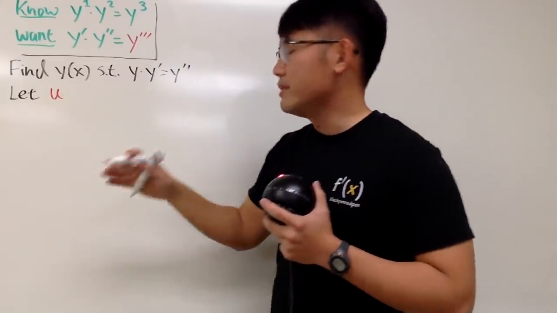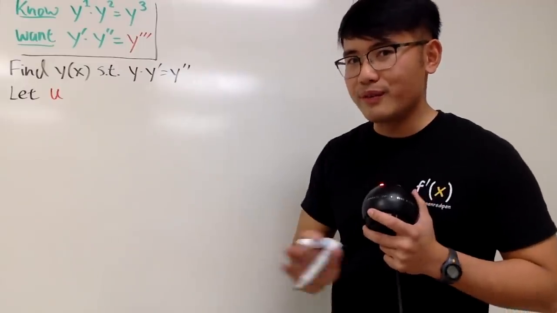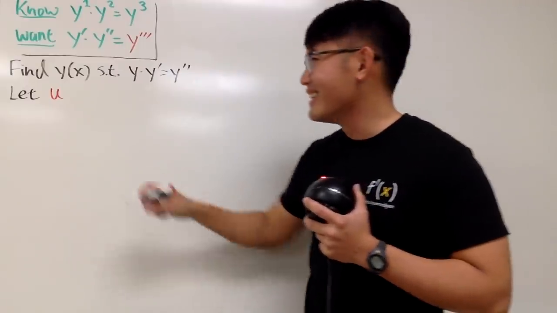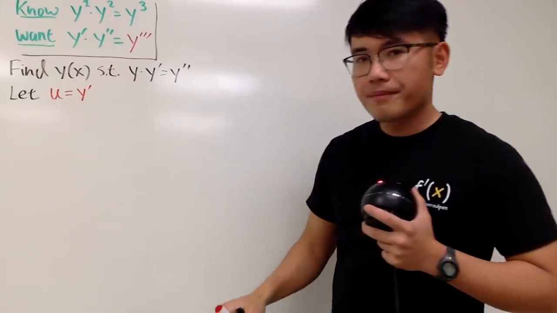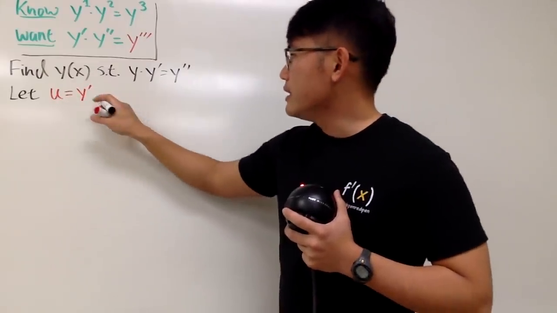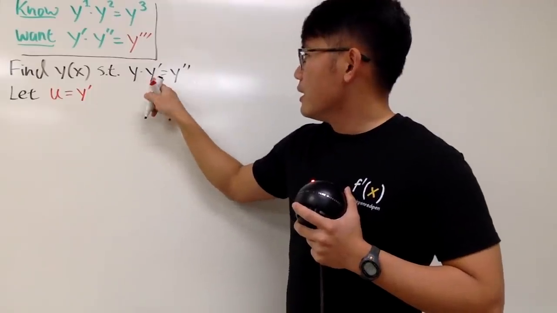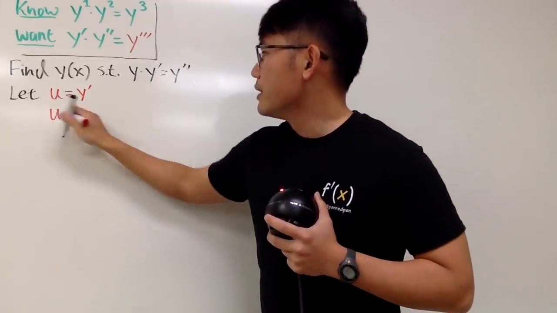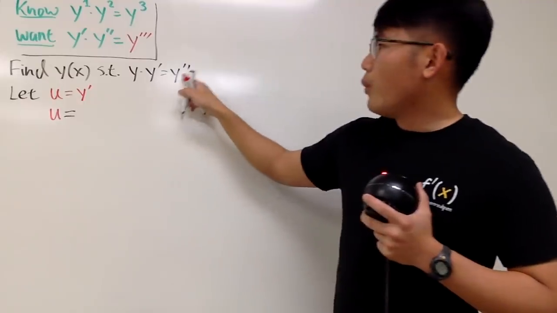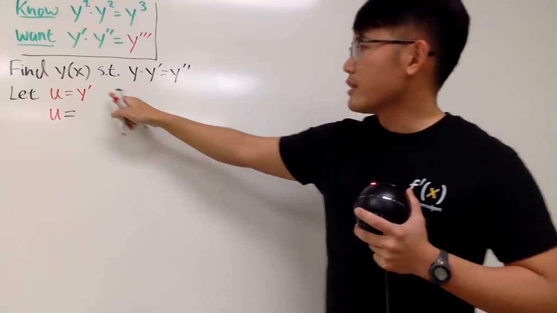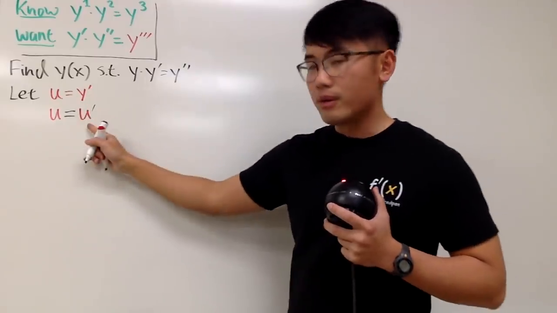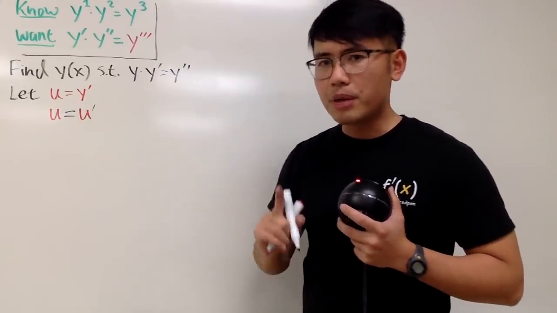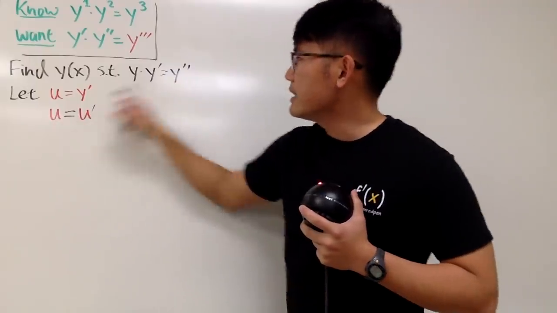Why not? Not the u substitution. Okay, we're doing differential equation. It's more high tech, right? Let u be y prime. So as you can see, then from here, this right here is the u. That's good. And y double prime is just, you differentiate both sides, you get u prime from here to here. That's good.